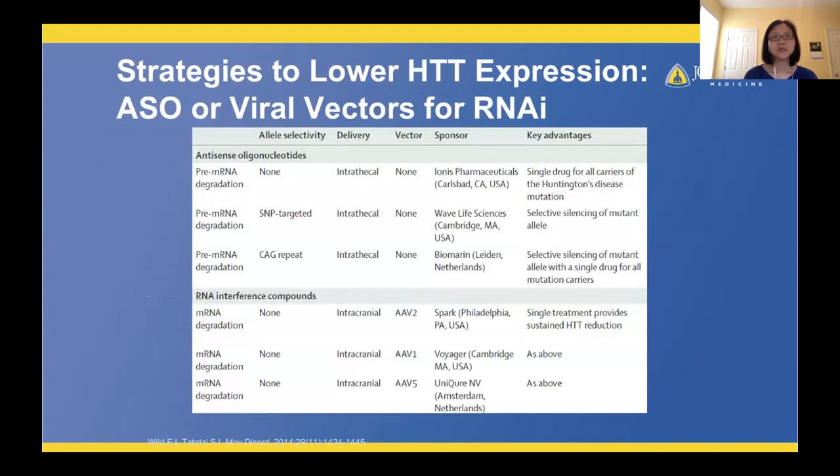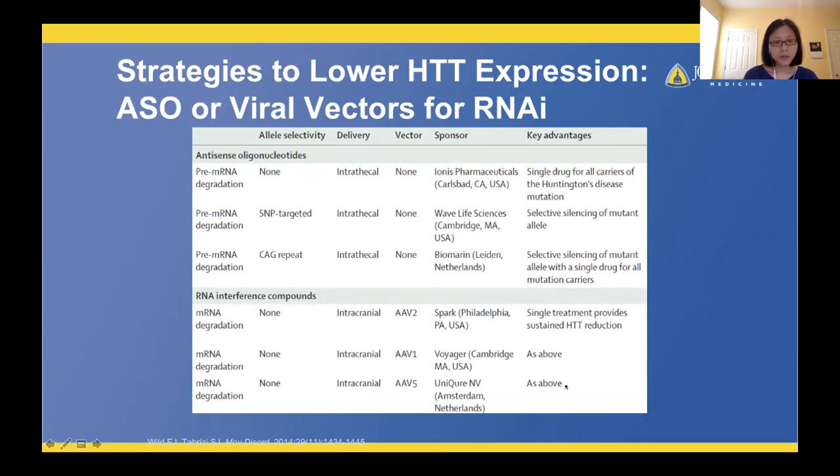So again, a summary of strategies to lower Huntington expression. The top half here is the ASOs. This is pre-mRNA degradation and either allele-specific, like SNP-targeted, or no specificity, so total Huntington lowering. And the delivery is intrathecal. The key advantage would be if it's total Huntington lowering, then that could address everyone with HD mutation. If it's allele-specific, that would put aside the concern of lowering the wild type HTT, but it would only be able to help 2/3 of those with the specific SNPs.